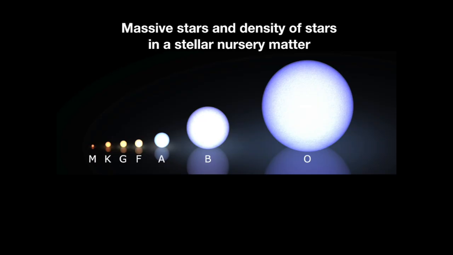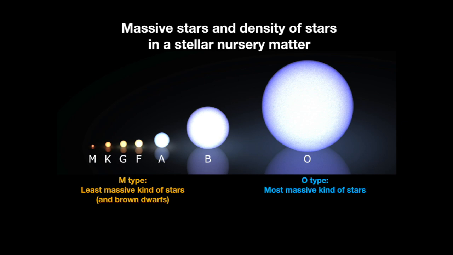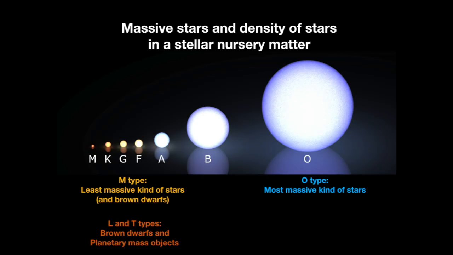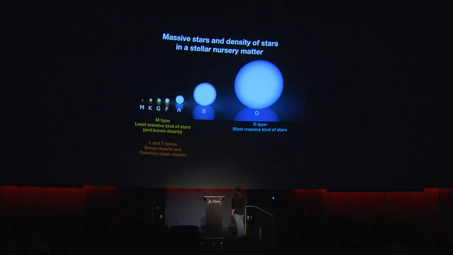So that's a picture of very massive stars to the least massive stars, M. The M type is the least massive kind of star, and some of them are not even stars, they're failed stars, brown dwarfs. Here, a lot of O and B stars are very massive, and they live a very short time, a few million years to 10 million years or so. The M stars live very, very long. And there are L and T types that are missing here, they're brown dwarfs and planetary mass objects. And our star is right here. G2 is our sun. So pretty small, right?